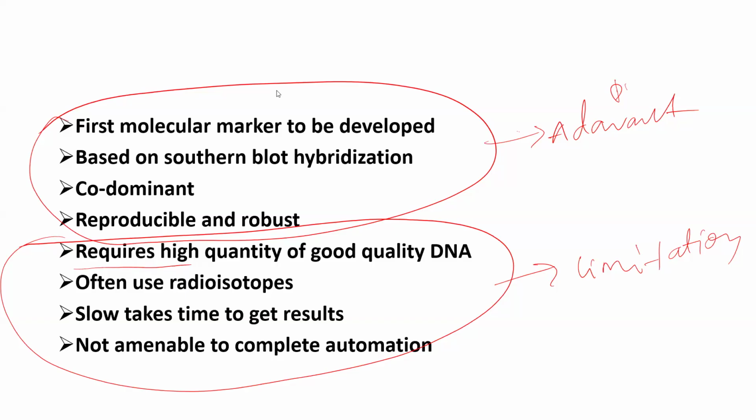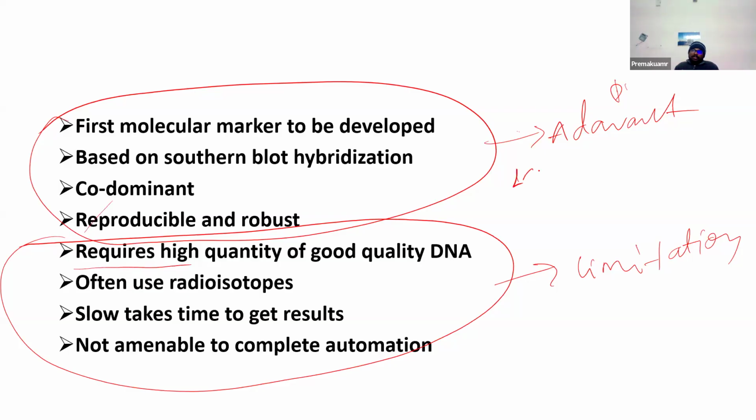If we are having some 100 samples and we are genotyping for an RFLP marker using a particular restriction enzyme, it should be producing some results, sir. That will be reproducible, sir. And robust means we should be able to genotype a large number of samples, sir.